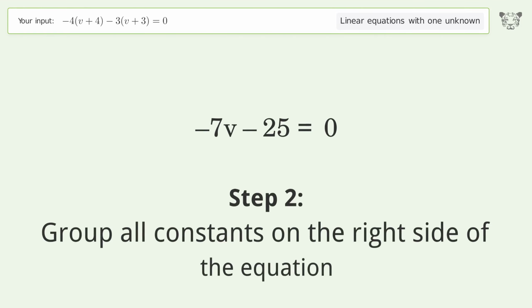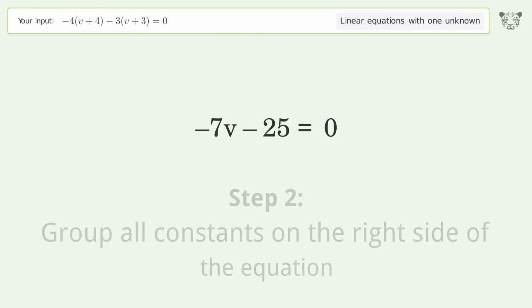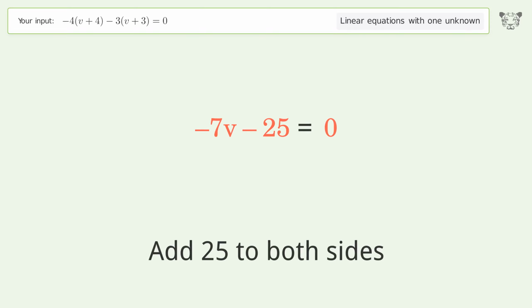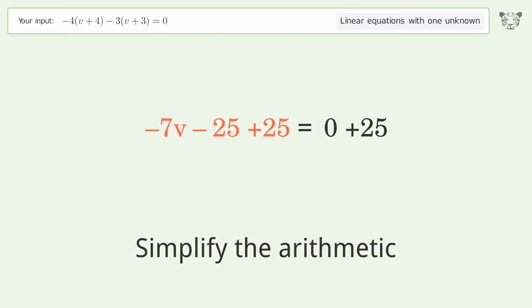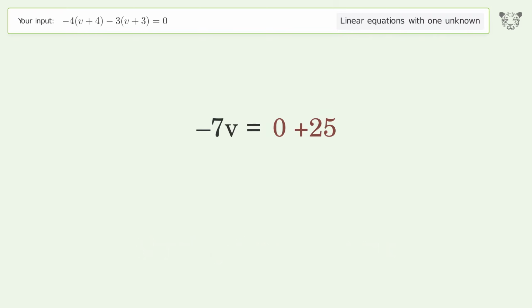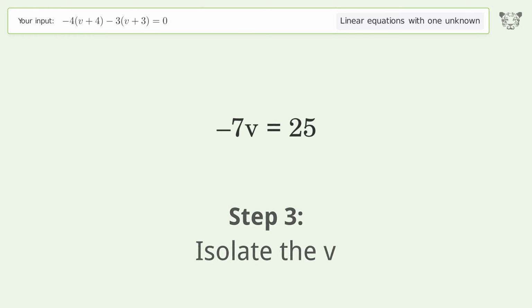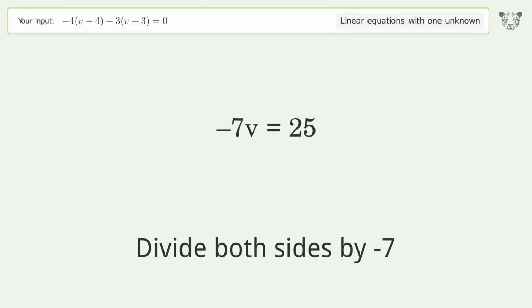Group all constants on the right side of the equation. Add 25 to both sides. Simplify the arithmetic. Isolate the v. Divide both sides by -7.